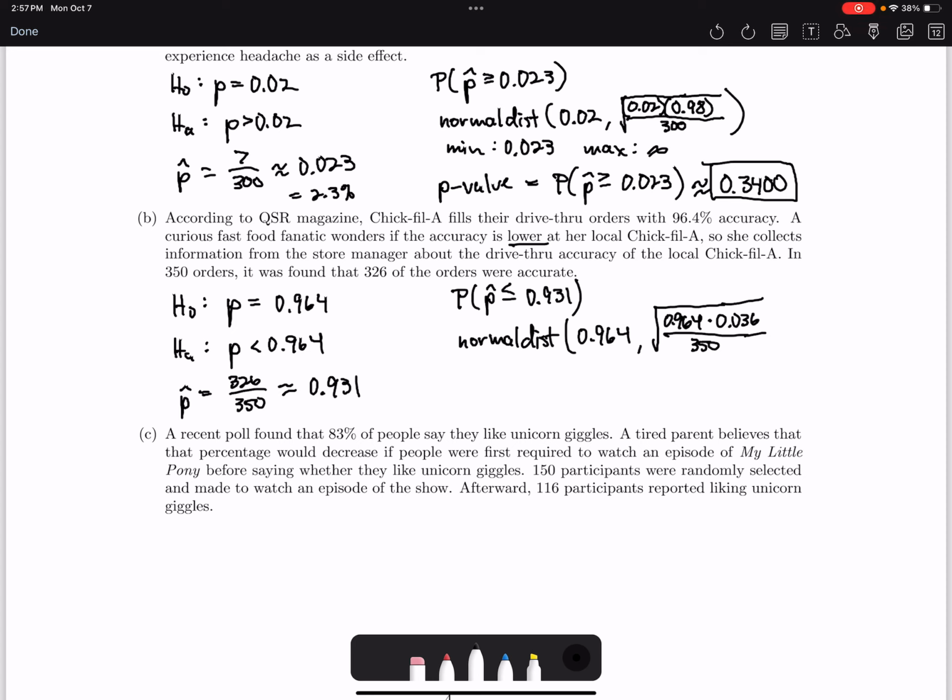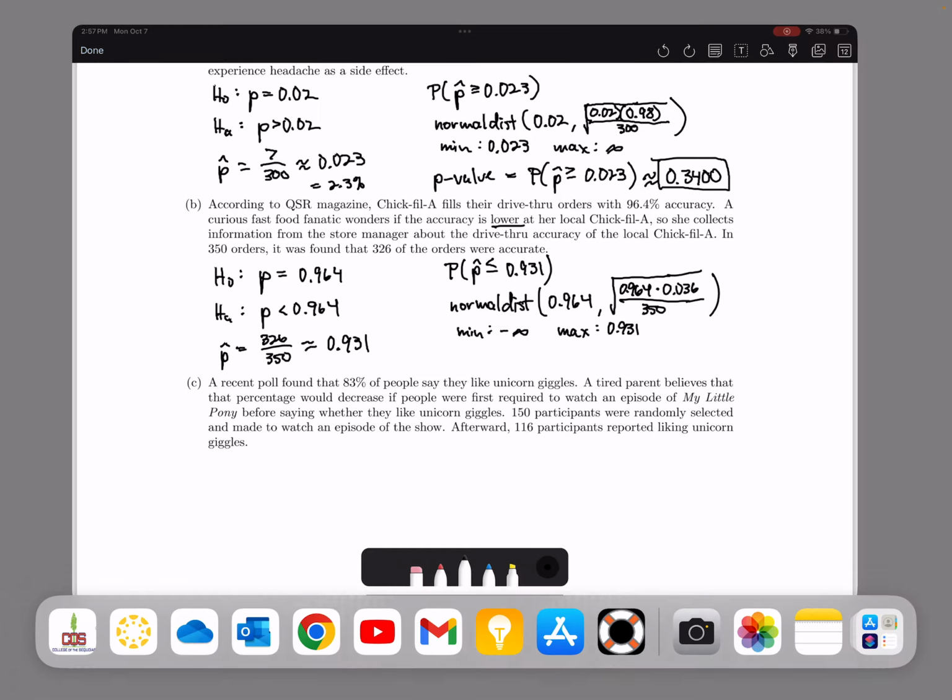Okay. For our minimum value, since we're looking for the probability that p hat is less than or equal to 0.931, there's not going to be a minimum value. We'll just use negative infinity. And for our maximum value, we'll use 0.931. Okay, let's see what we get.